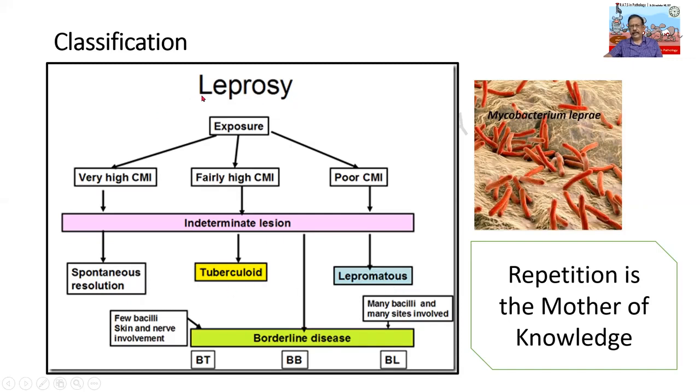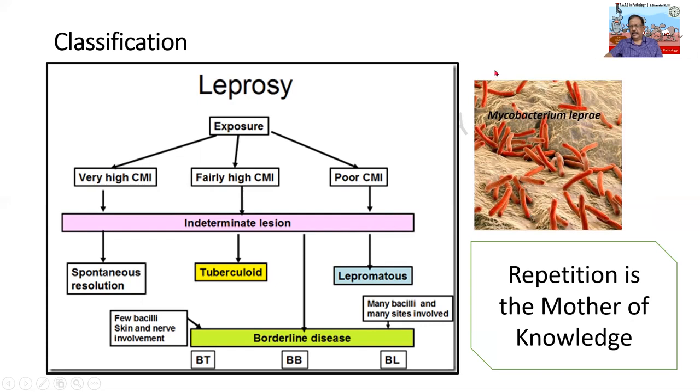This particular classification, kindly do remember, and the only way of remembering is repetition. Repetition is the mother of knowledge. So exposure, depending on the immunity, there will be a tuberculoid stage or a lepromatous stage, before which we have got an indeterminate Hansen's, non-specific inflammation. Between tuberculoid and lepromatous, there is a borderline which is again divided into borderline tuberculoid, borderline lepromatous, and borderline.